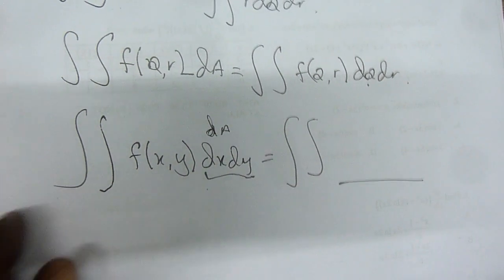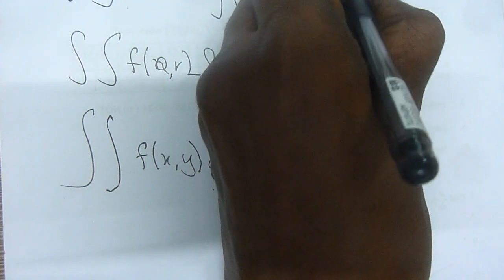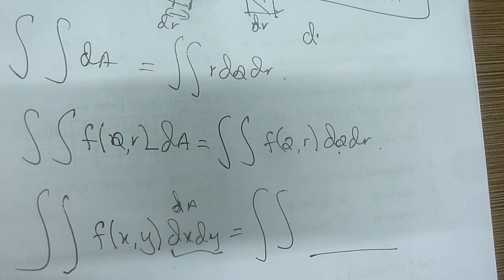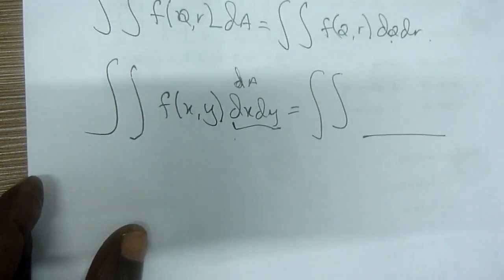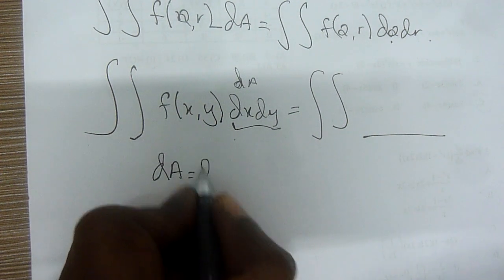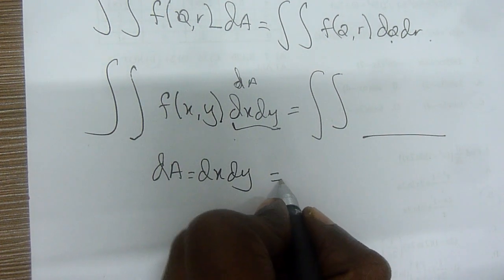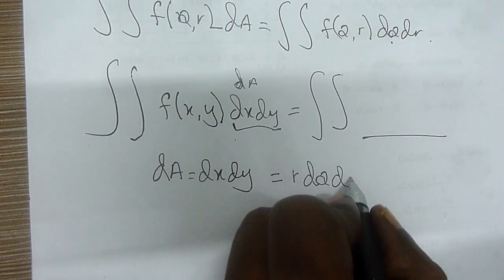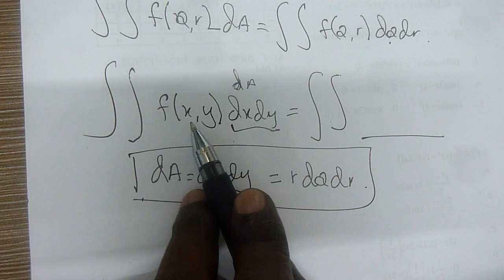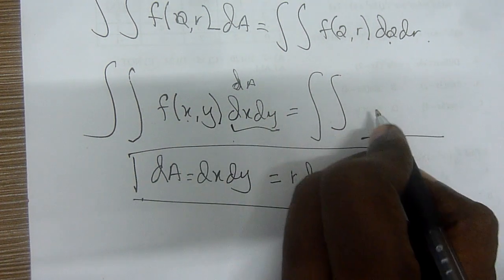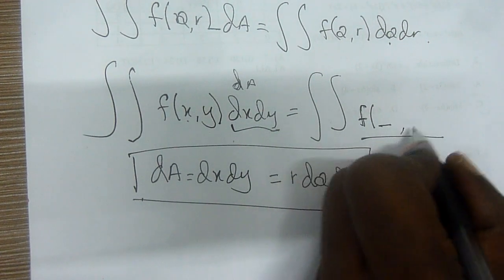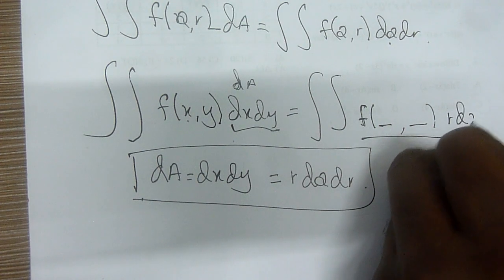Therefore, the logic that we're going to use is this. I'll write here. dA, no problem. dA is dx dy, which can be equated to r d theta dr. Now you know the logic of this, right? But what about how to change f(x,y) to f(theta, r) here? You need to use d theta dr.